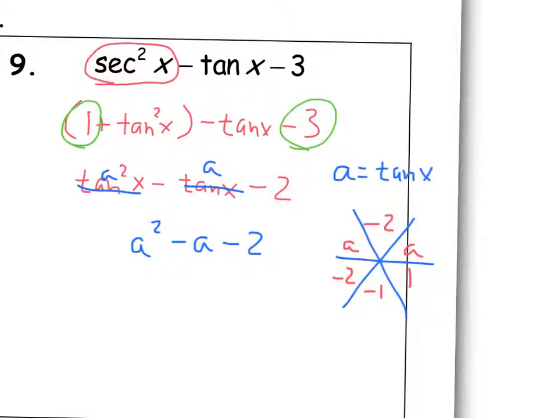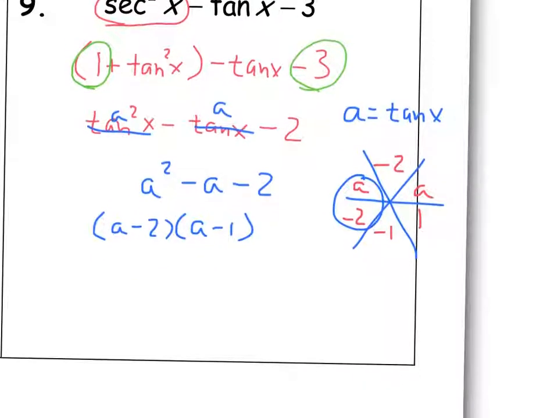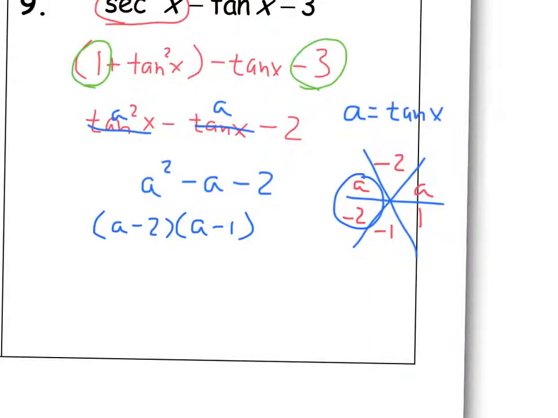So my two factors before I substitute: a minus 2 is one of them, and a plus 1 is the other. Thank you, a plus 1. Couldn't it be negative 1 and positive 2? No, because those don't equal negative 1. And now we substitute. a is the tangent of x, so tangent of x minus 2 times the tangent of x plus 1. Yay.